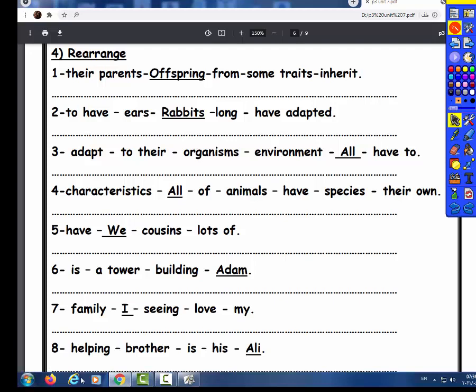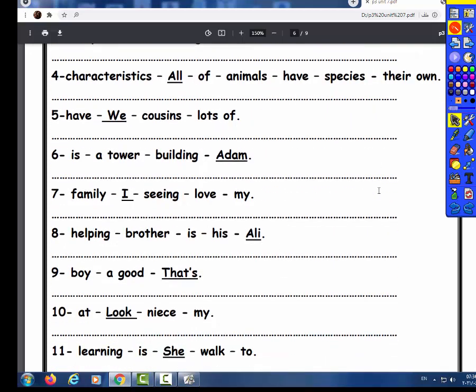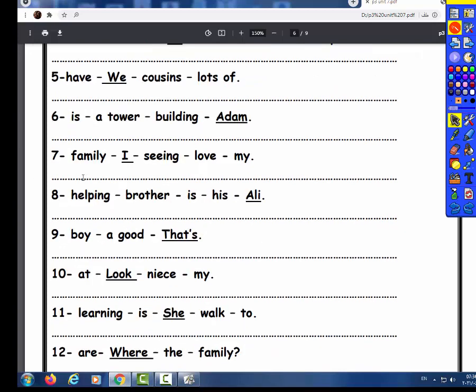Number 8, Ali is helping his brother. Number 9, that's a good boy. Number 10, look at my niece. Number 11, she is learning to walk. Number 12, where are the family?